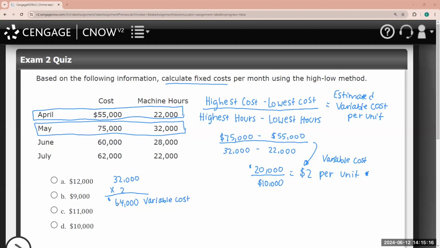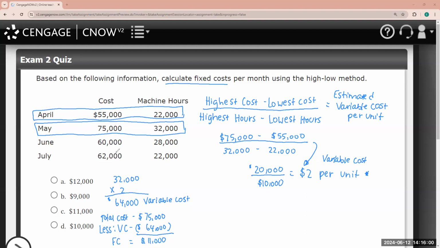And we know that our total cost equals our variable cost plus our fixed cost. So we can essentially do the reverse. Our total cost was 75,000 less our variable cost, VC, of 64,000. This would give us our fixed cost, FC, of 11,000.